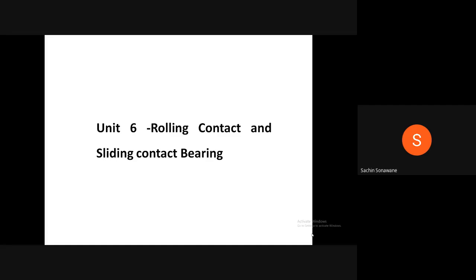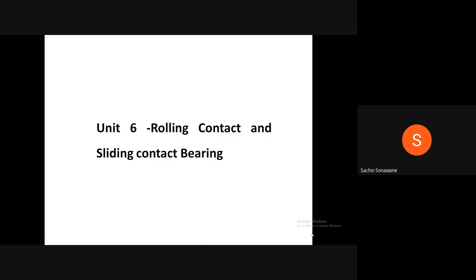Now, bearing. What is meant by the word bearing? Its original word is bear. To bear means to support or to sustain. Therefore, bearing is the part or one element in the machine which is used to support the rotating shaft.